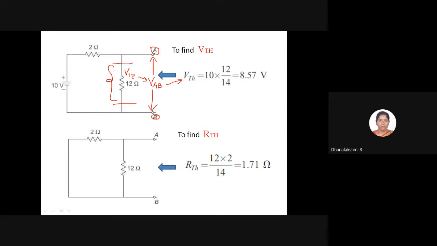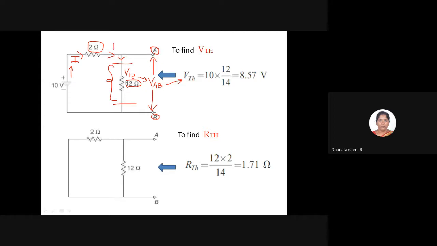Looking at this circuit again, from the 10 volt source the current will be flowing, and here we have another resistor, 2 ohm. This 2 ohm and this 12 ohm are both connected in series. Why? Because the current I from the 10 volt source is going to flow into this 2 ohm, and the same current that flows in the 2 ohm is going to flow in the 12 ohm also. We know that in series the current is the same.